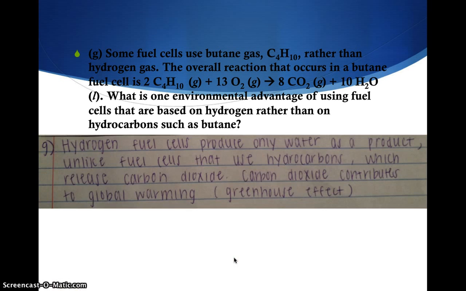So hydrogen fuel cells produce only water as a product, unlike fuel cells that use hydrocarbons, which release carbon dioxide. Carbon dioxide contributes to global warming, which is caused by the greenhouse effect.